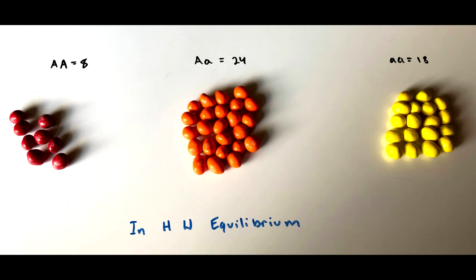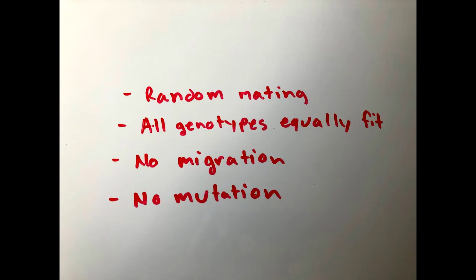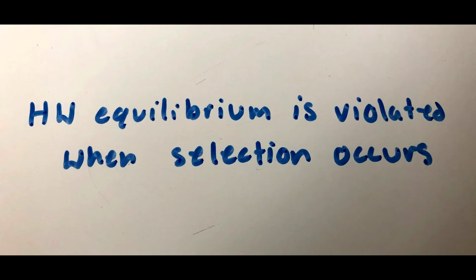is in Hardy-Weinberg equilibrium. Because it is in equilibrium, we know that there is an infinitely large population represented by these peanut M&M creatures. There is completely random mating. All genotypes are equally fit. There is no migration, and there are no mutations. So what happens if the equilibrium is violated by selection occurring?